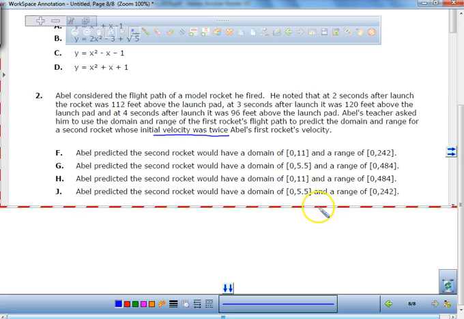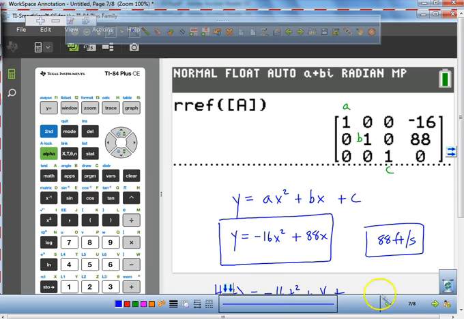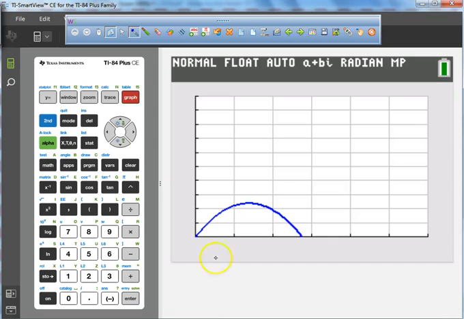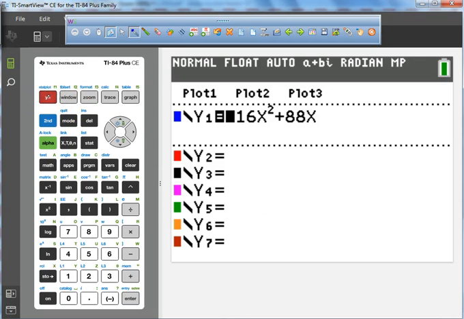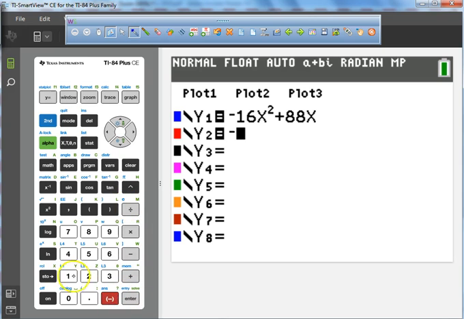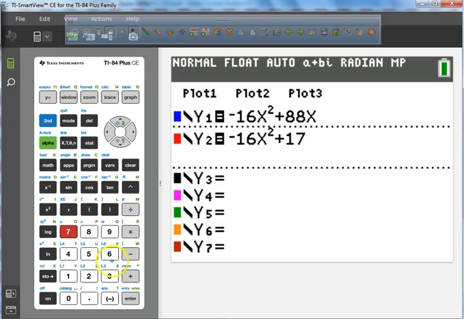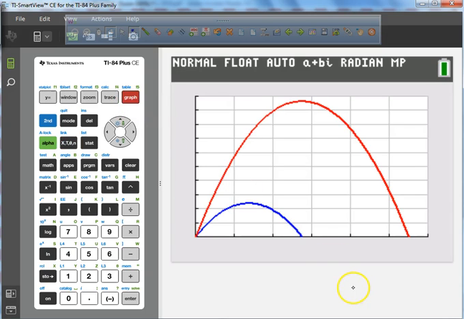Twice that of Abel's. What did we say the initial velocity was of the first one? First one, the initial velocity was 88. What's double that? 176? Okay, here we go. Negative 16 x squared plus 176 x. Is that graph? Whoa!